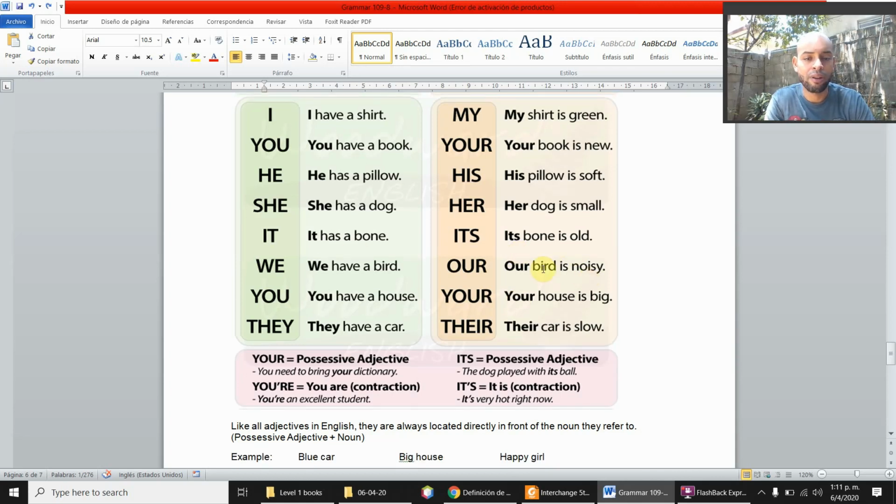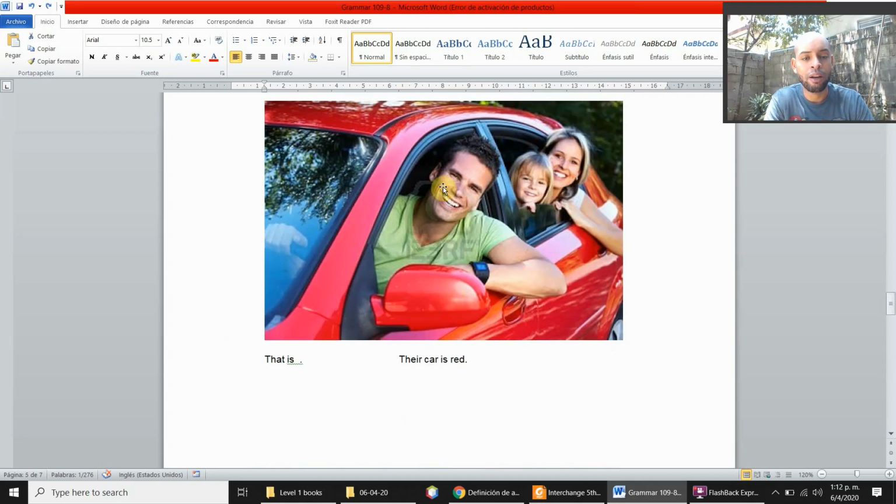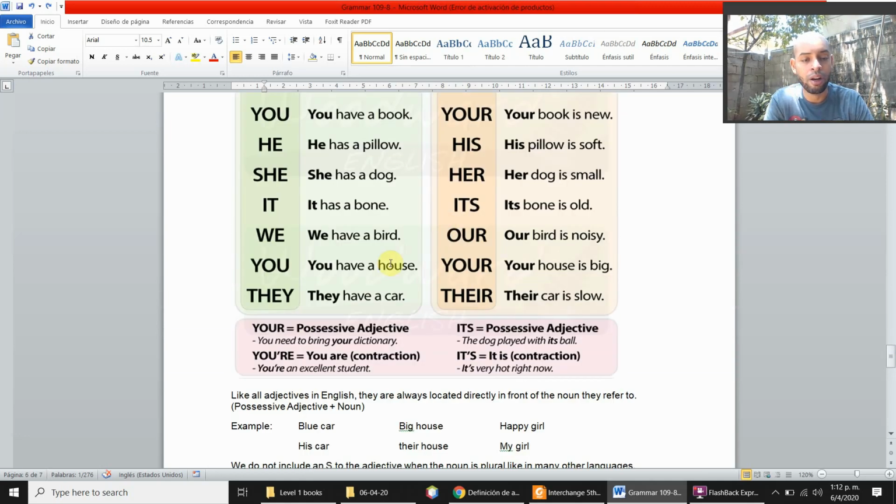We have a bird. We representing the first person plural. Our bird is noisy. The bird, that's our property. You, the second person in plural, you have a house. Your house is big. And they have a car. Their car is low. This car is their property. So we're talking about their car.